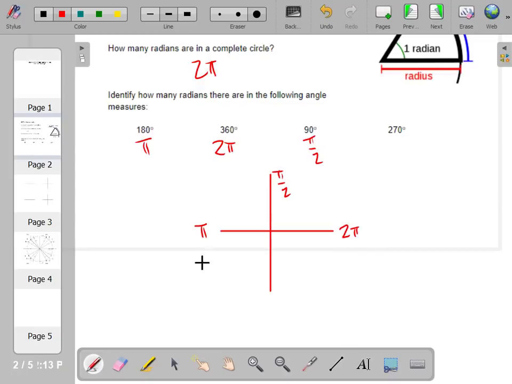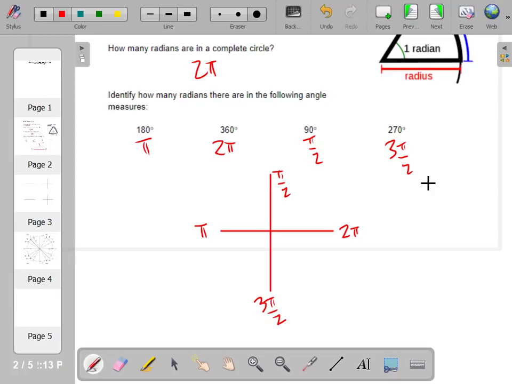Now we can also count by halves and say this is 1 half, this is 2 halves, which we represent as 1 whole. This is 3 halves, so 3 pi over 2, 3 halves of pi. And then this is 4 halves, so 1, 2, 3, 4, 4 over 2 is 2 whole. So 270 is 3 pi over 2.